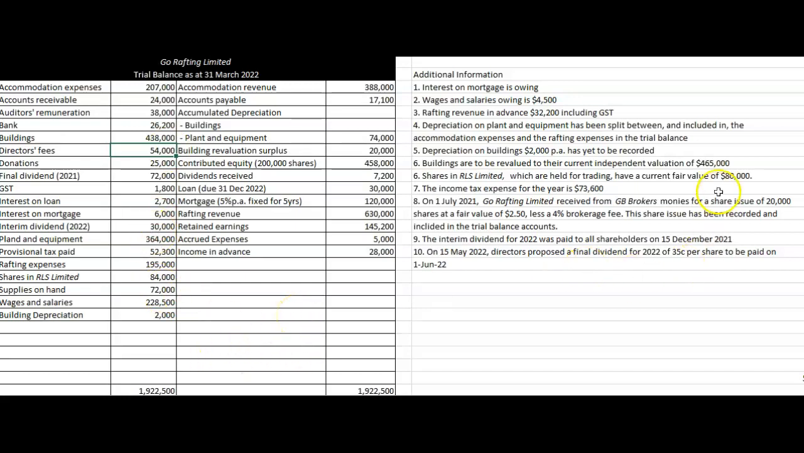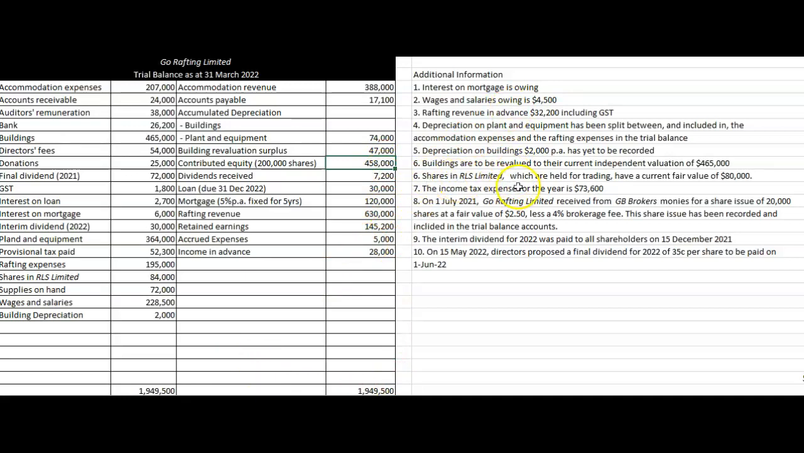Now we're going to increase the value up to 465. 438 to 465, that's a $27,000 increase. Firstly, we're going to cross out your 438 that you've just written. You're going to write 465. And on the credit side, you're going to add it to the building revaluation surplus. So we're adding 27 to that. So we've got a gain here in the revaluation surplus. Balance down the bottom. Well done.